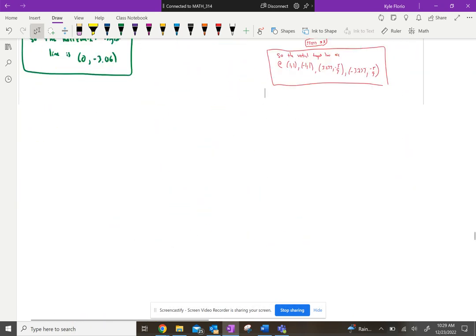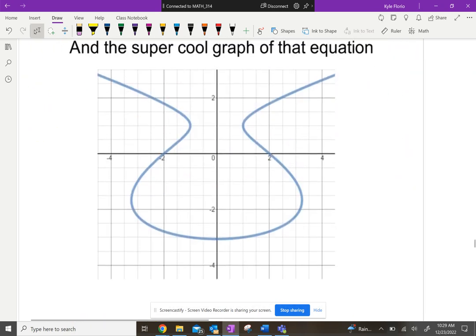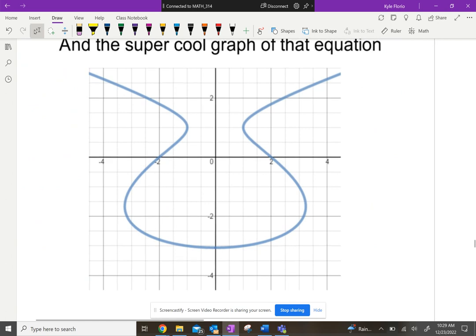So according to our answer, there's only 1 point where we have a horizontal tangent, and we said it's at the point 0, negative 3.06, right? At 0, negative 3.06, does it seem like we have a horizontal tangent line? Yep. Pretty sick. So that checks out.